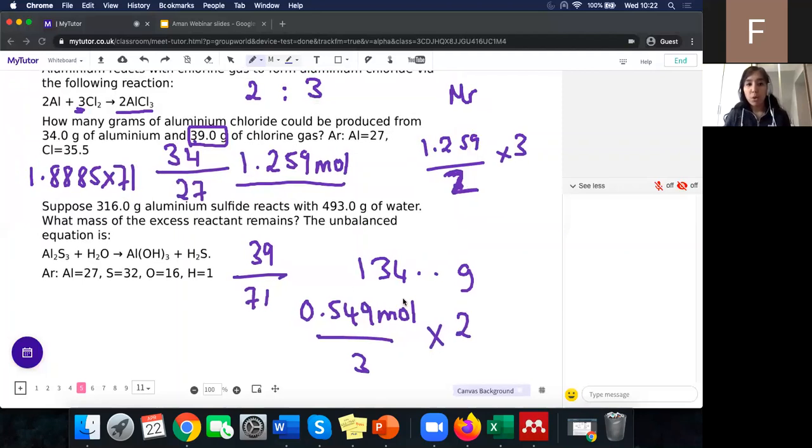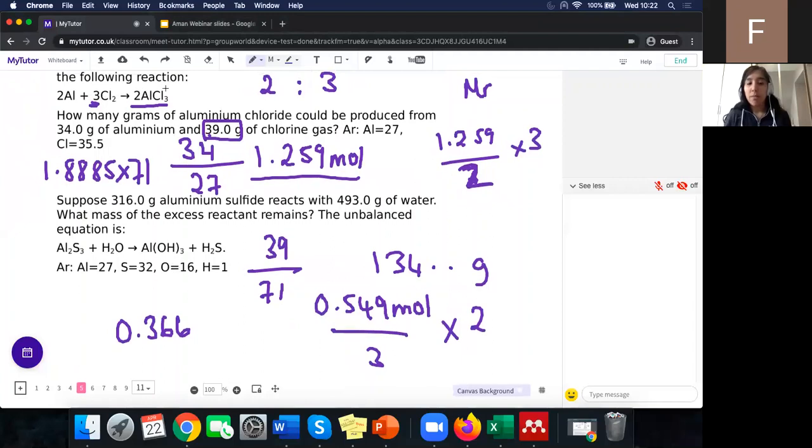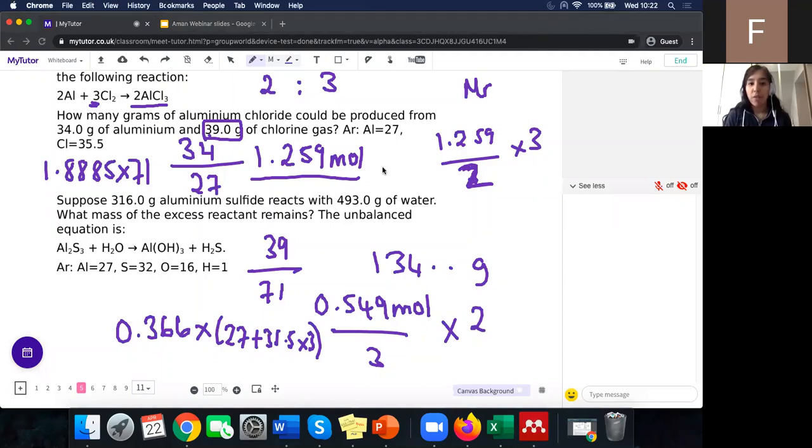So the number of moles of aluminium chloride formed is 0.366. Then to calculate the mass of aluminium chloride, we multiply that by the Mr. So that is 27 plus 35.5 times 3. So what's the final answer then? What's the mass of aluminium chloride that is formed? So you can calculate what's the Mr first. So 27 plus 35.5 times 3. What's the Mr of aluminium chloride? And then you can multiply that by 0.366 and you should get a final answer.